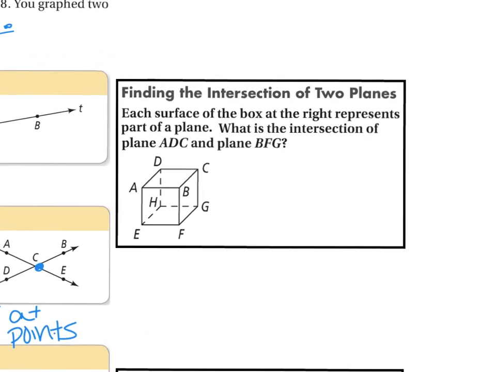Each surface of the box at the right represents part of a plane. What is the intersection of plane ADC, so it looks like that's the top one, and plane BFG? So that looks like this one, this side. Well, you can see, if you can't see it probably because I colored over a little bit, that would be a line. Remember, planes intersect at a line, so it would be line BC. Or you could say CB. It doesn't matter.